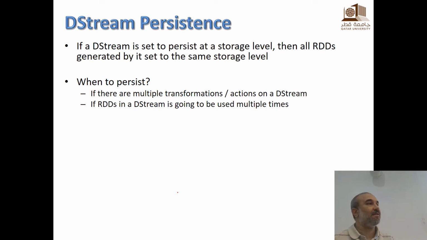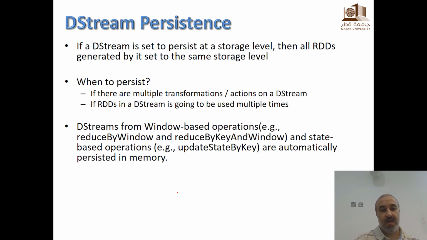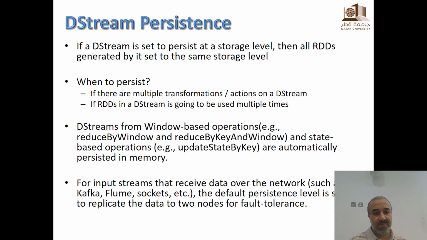When should we persist these streams? Of course, if we reuse them. If it's used multiple times with multiple transformations, then we should persist it. A special case here is because we have stateful operations. Whenever we have streams from window-based operations or state-based operations, like we talked about last time, these will be automatically persisted in memory because we need them to do the windowing operations. So this by default will be persisted.